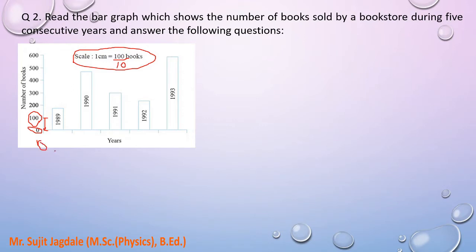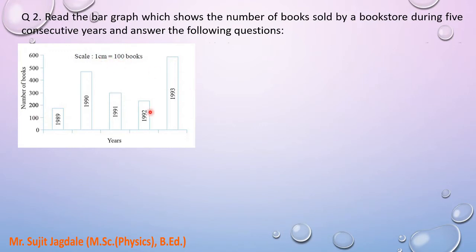So for each division on this vertical axis, each division indicates the value of 10 books. So one horizontal line here indicates 10 books. The total number of lines between 0 and 100 is 10, so obviously 10 into 10 is 100. So 1 centimeter is equal to 100 books is the scale.